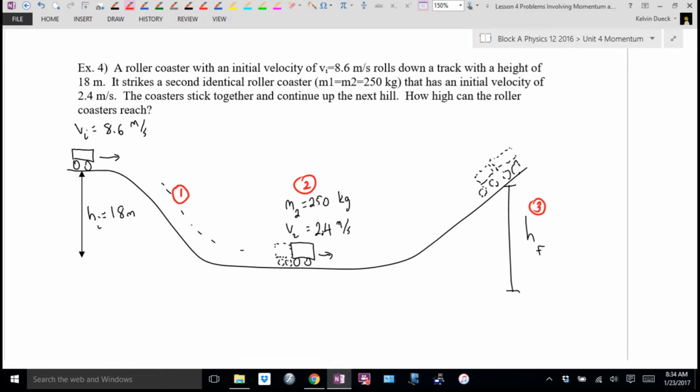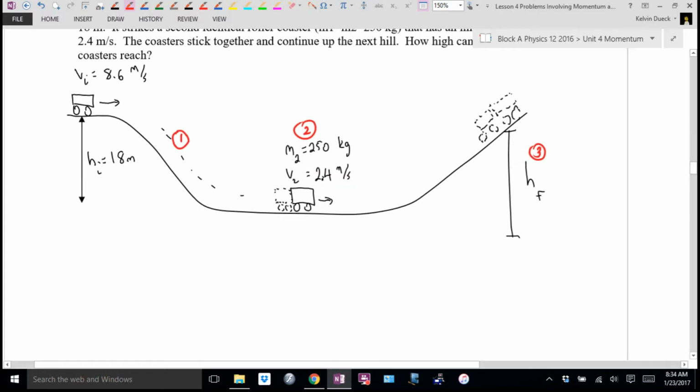How will I solve the first part? Conservation of momentum or conservation of energy? Is there a collision, or is there a change in height, change in speed, curvy path? So conservation of energy. For situation number 1, I'm going to start out with KE initial plus PE initial equals KE final plus PE final. The question isn't mentioning heat, so I'm going to ignore heat.